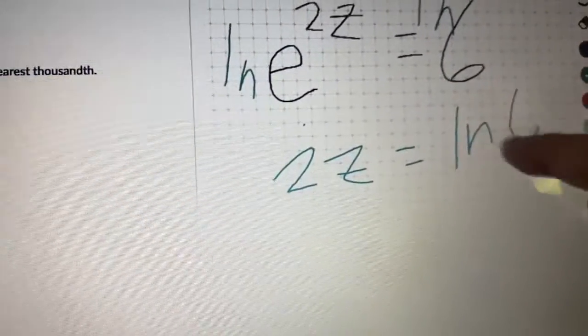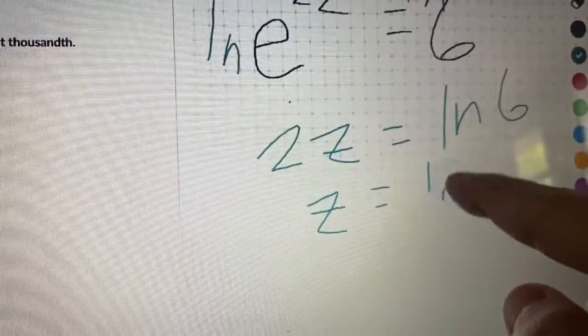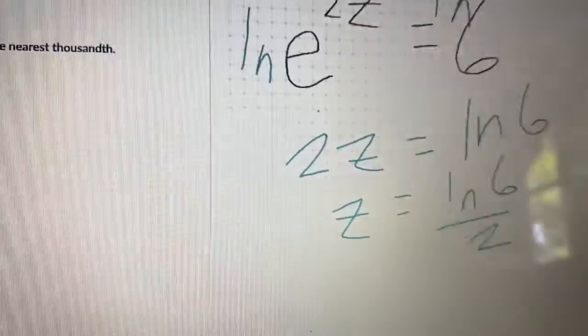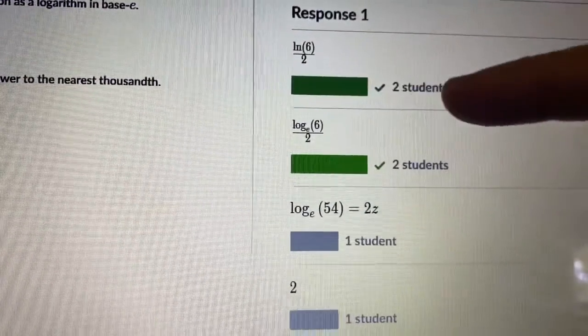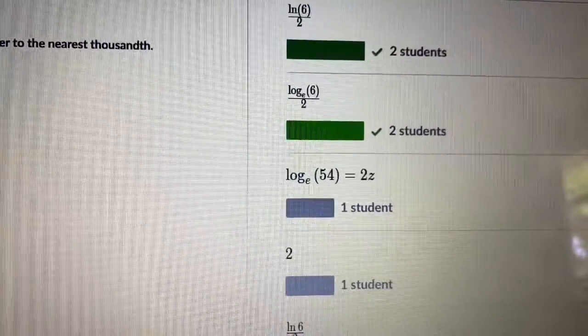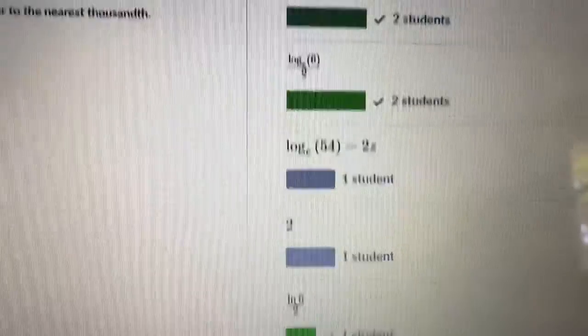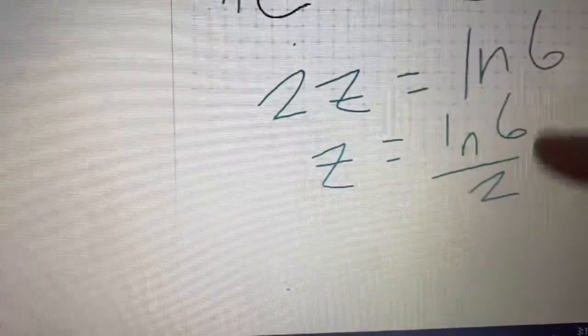equals the natural log of 6. And to solve that, I'm going to divide both sides by 2. So there's my answer. Notice it will take that as such. It will take it as 0.5 too. I don't think it'll count off there either. But a lot of ways to put that in. But there's your answer.